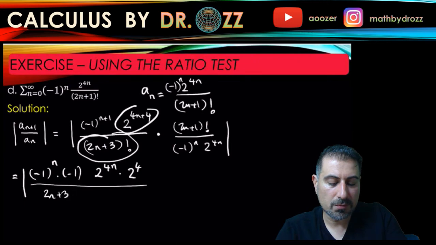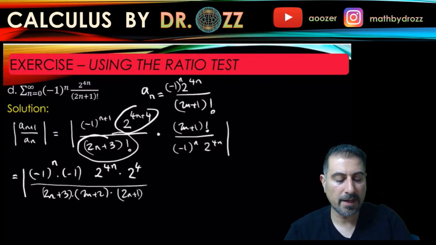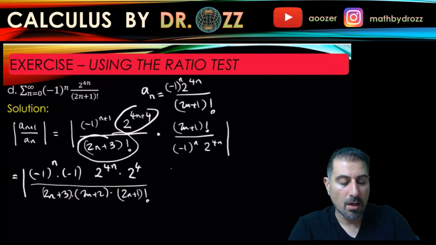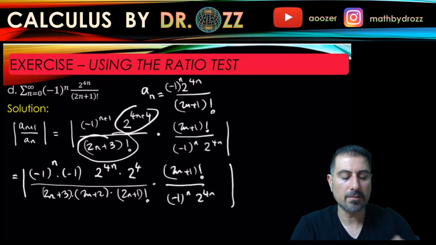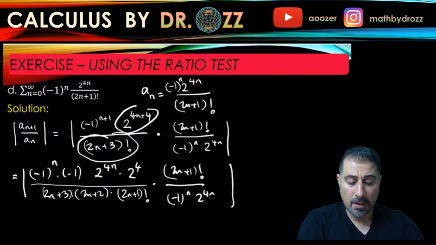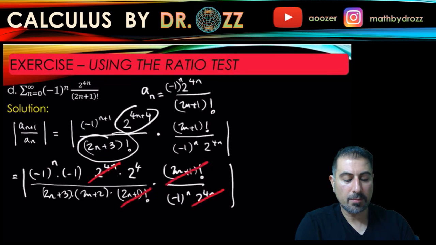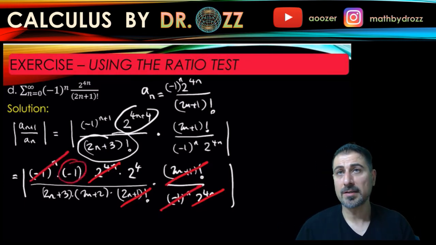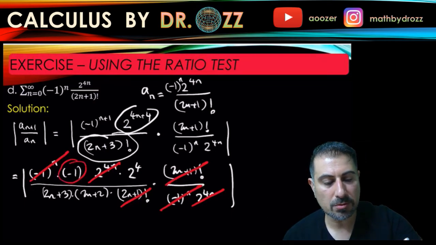2 to the 4 is how you expand this term out, okay? And this is (2n+3)(2n+2) times (2n+1) all the way to 1, but that number is in fact (2n+1) factorial, okay? And this is (2n+1) factorial and (-1)^n, 2 to the 4n. So let's look at the cancellations now. 2 to the 4n, 2 to the 4n, (2n+1)!, (2n+1)!, (-1)^n, (-1)^n, and we take the absolute value. This minus 1 will not matter because the absolute value absorbs that term.